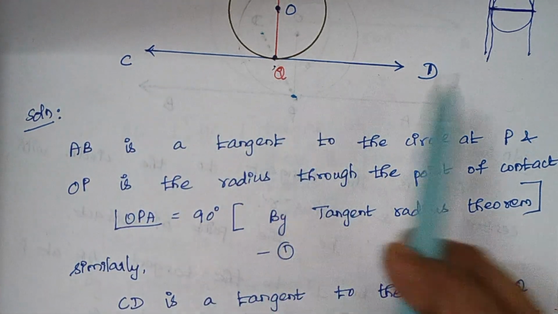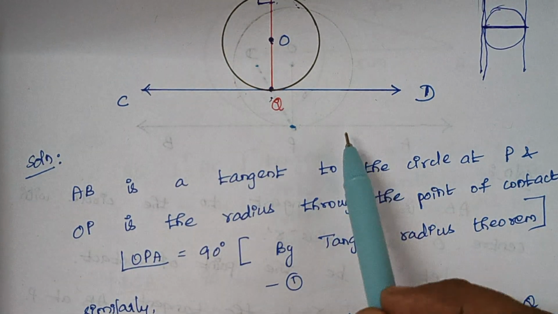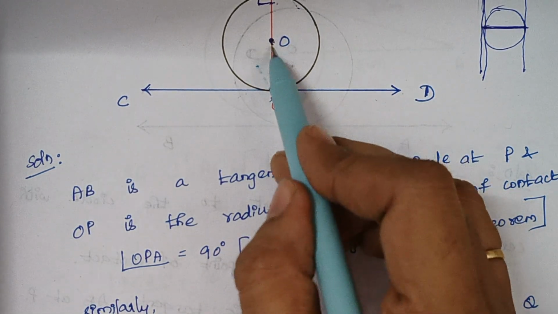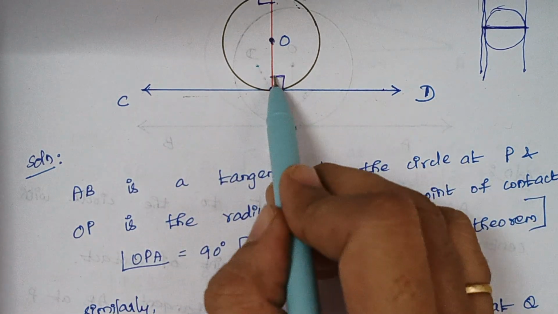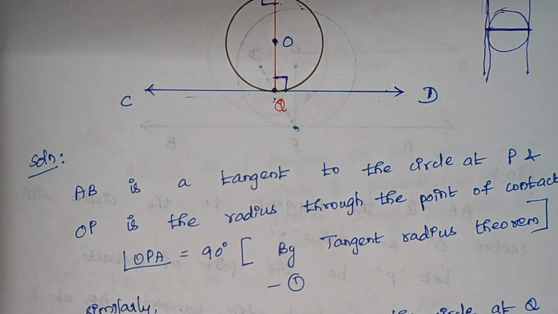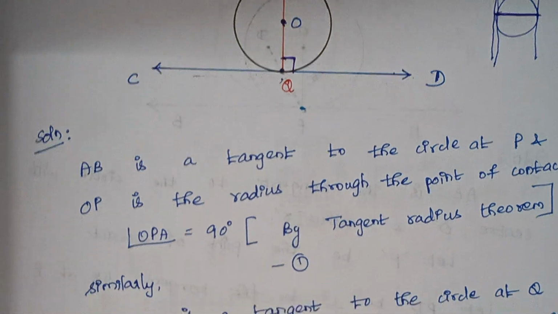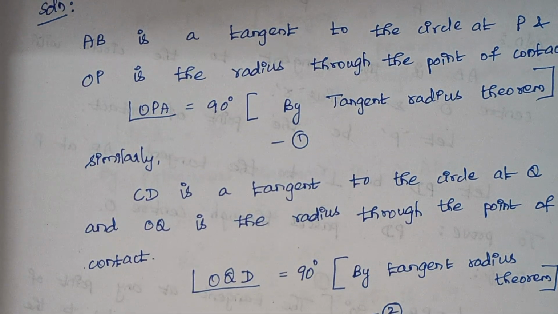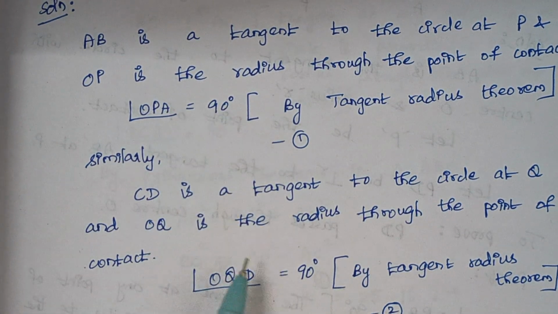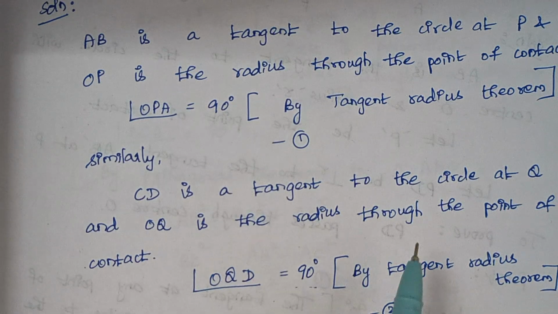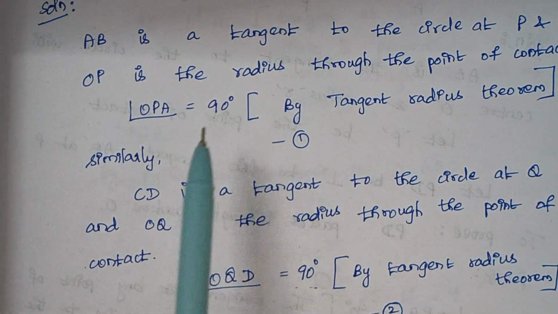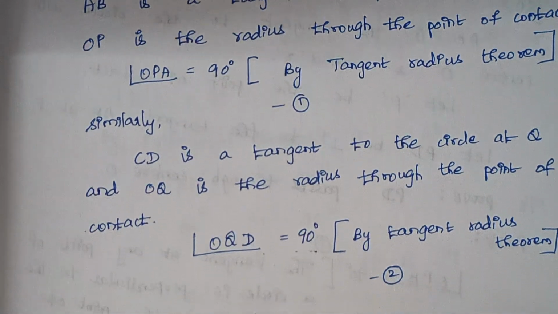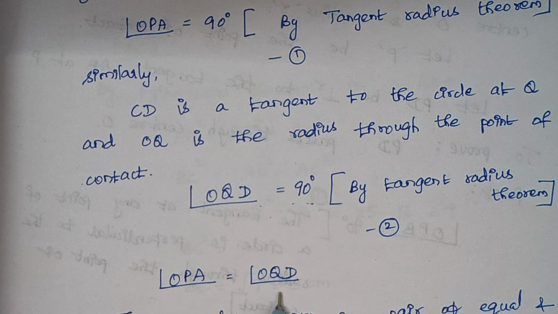Similarly, now consider this tangent CD. What is the value of OQD? What will be the angle here? Again, this is your radius and this is your tangent, so automatically the angle will be 90 degrees. Again, this is also by the tangent-radius theorem. When you compare these two, 1 and 2, the right hand side is 90 degrees, so automatically the left hand sides are equal. That is, OPA is equal to OQD.